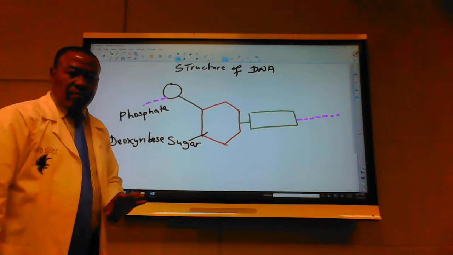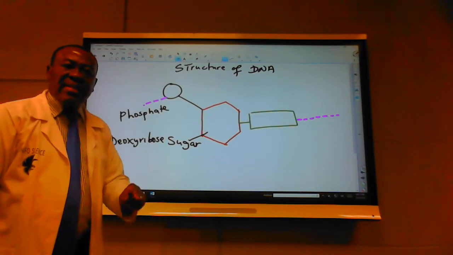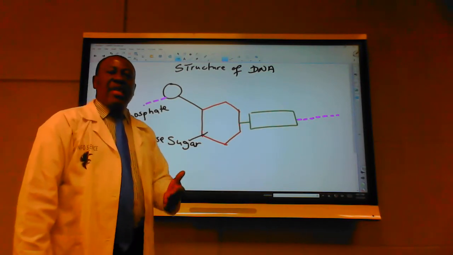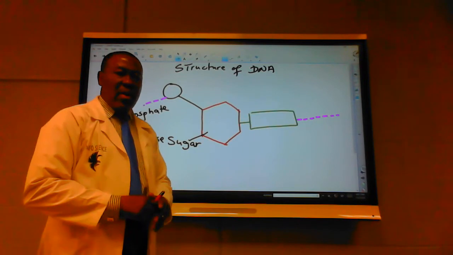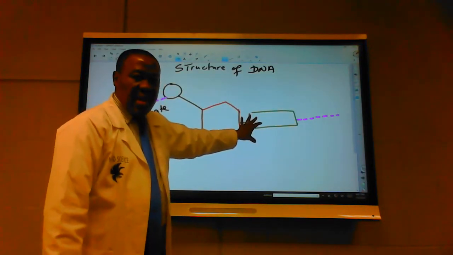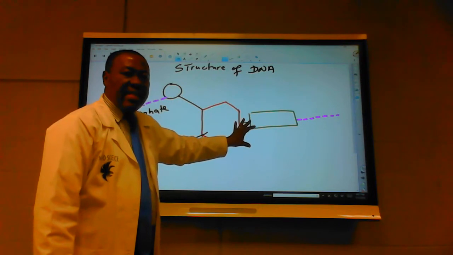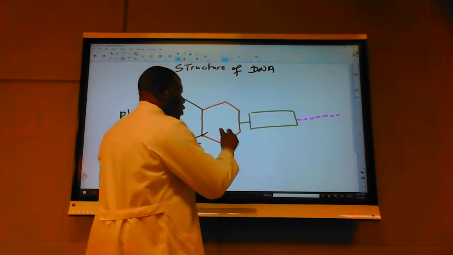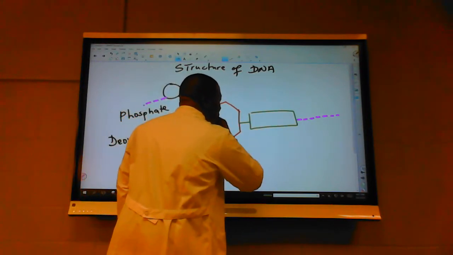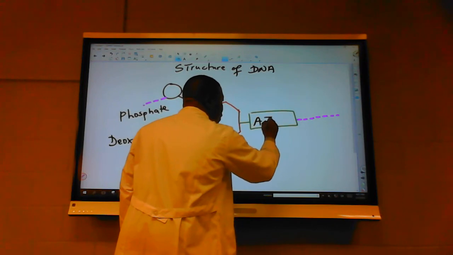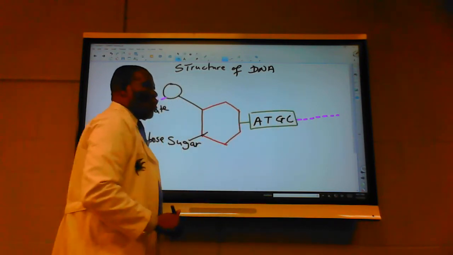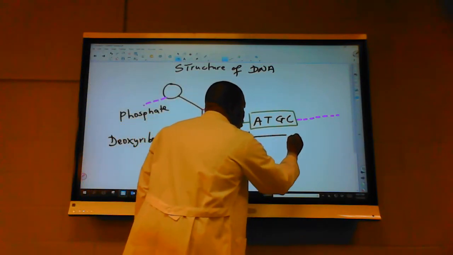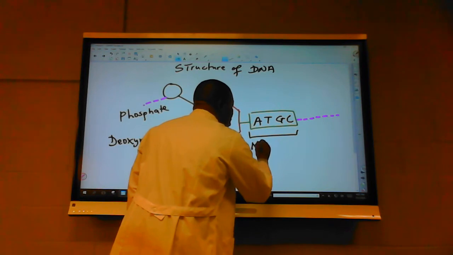We have the rectangle. The rectangle represents the different types of bases, nitrogen bases to be specific, that are found inside the DNA molecule. All right? I'm only representing one base here. However, I'm going to write the 4 bases that are typically found inside the rectangle. I'm going to just write the initials of those bases for right now, and I'll explain later on what those initials or letters stand for. But this whole green structure right here is called the nitrogenous.